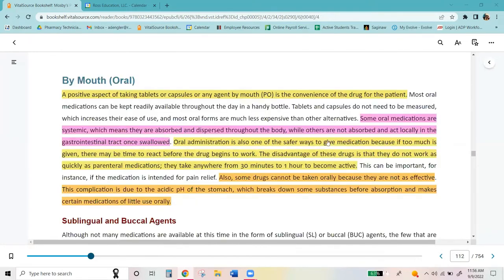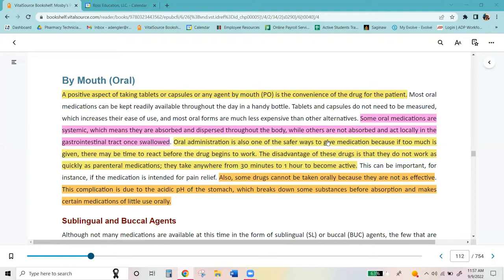By mouth, oral. A positive aspect of taking tablets or capsules or any agent by mouth, which we abbreviate as PO, is the convenience for the patient. Some oral medications are systemic, which means they are absorbed and dispersed throughout the body, while others are not absorbed and act locally in the gastrointestinal tract once swallowed. Oral administration is also one of the safer ways to give medication because if too much is given, there is time to react before the drug begins to work.